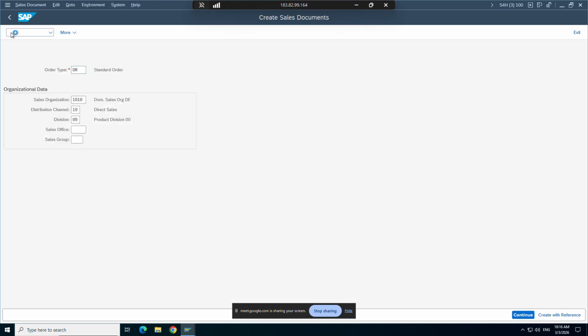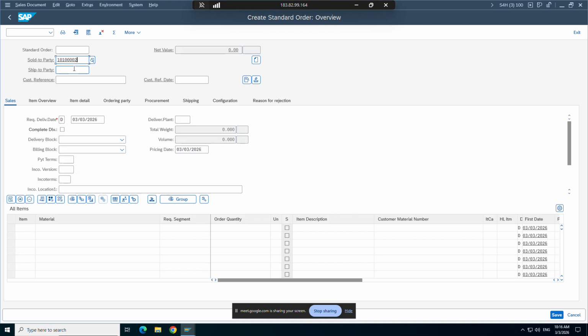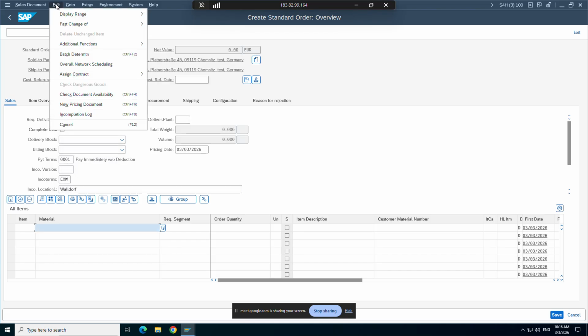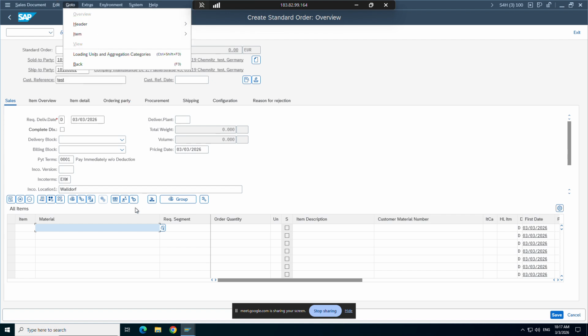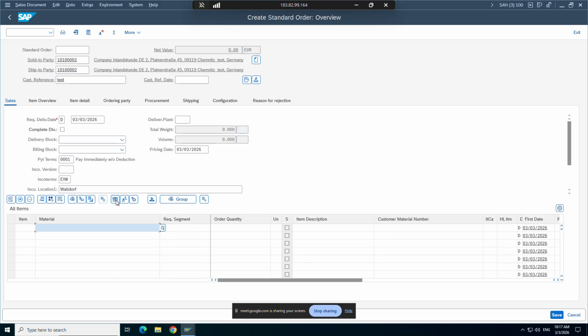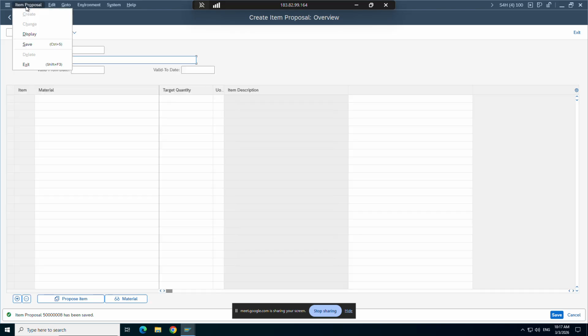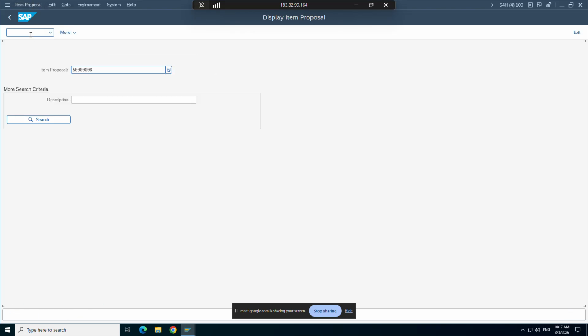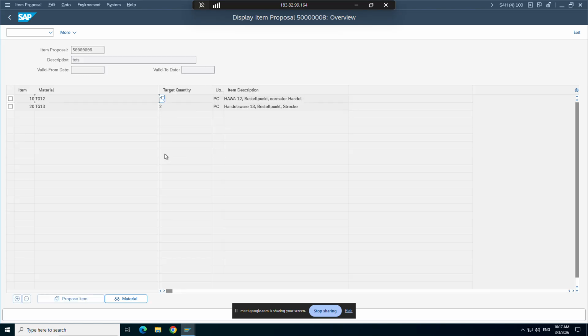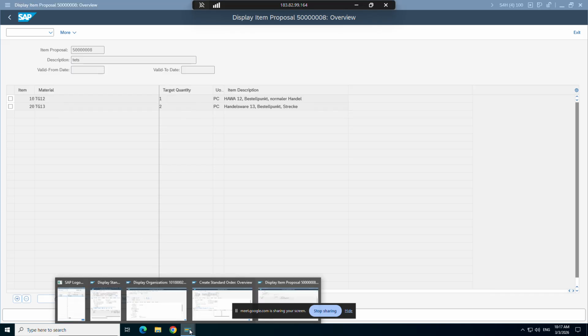We go to VA01, we put the sales area, we put this customer, we put this test, and somewhere that option must be there. Item proposal, some button must be there here only. Okay, let's go where we maintained that. I think we are not... okay, it should have taken. Let's see why it has not taken.